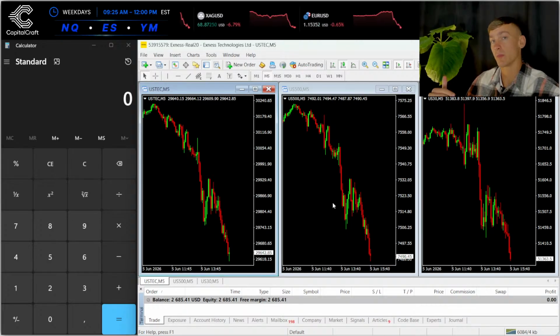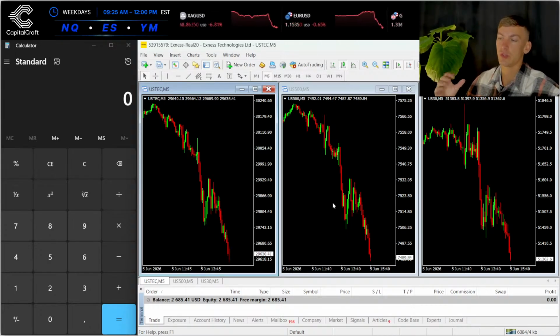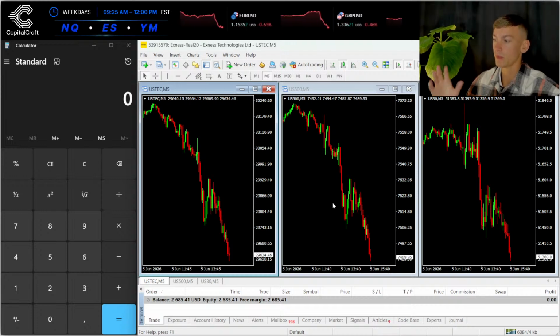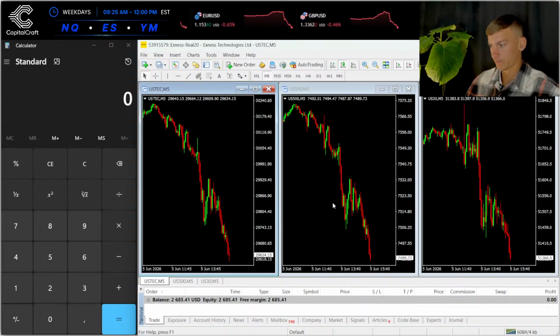Low time frame being 1 minute. The only thing with the 1 minute is it's very choppy and sloppy. It's going to catch you out. Don't want that. I don't want that at all.